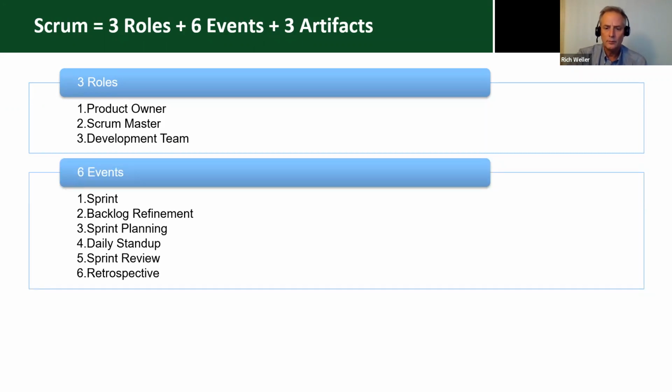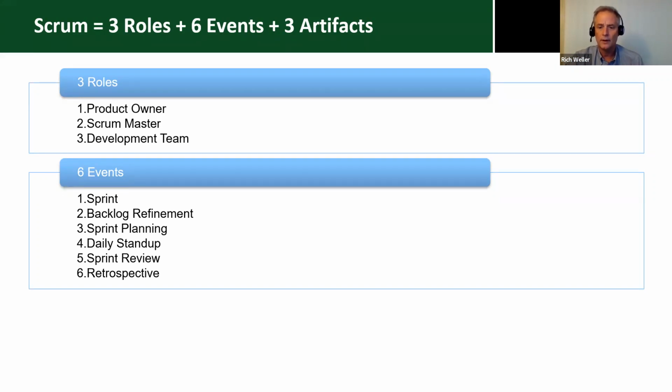When we move to those 6 events, those 6 events are listed here. The first one, item number 1, is the sprint itself. This is that fixed duration that we establish. Again, 2 weeks is the most common duration, and it is the container for all of the other ceremonies or events that occur throughout that life of the sprint.